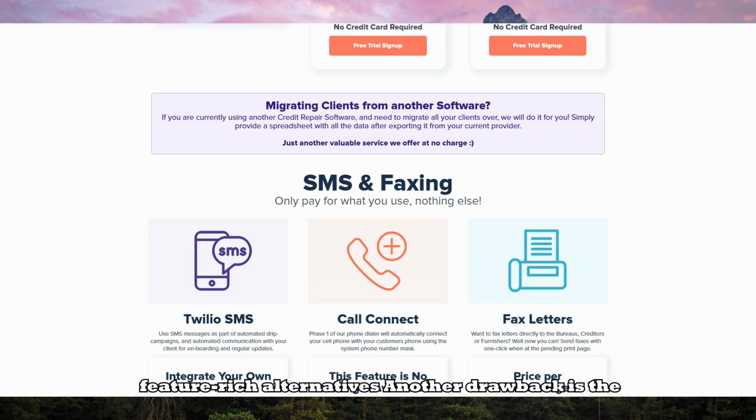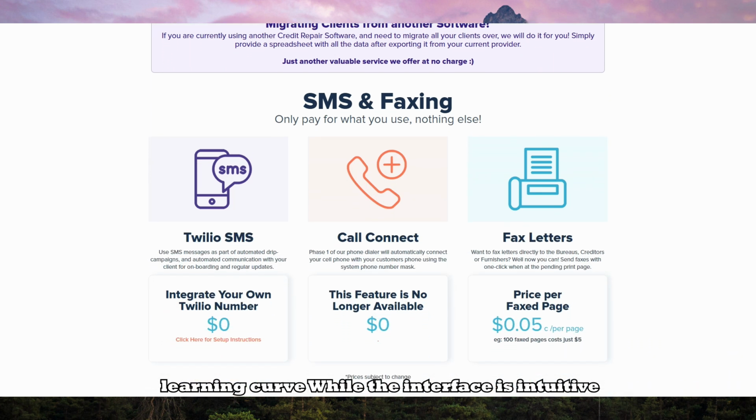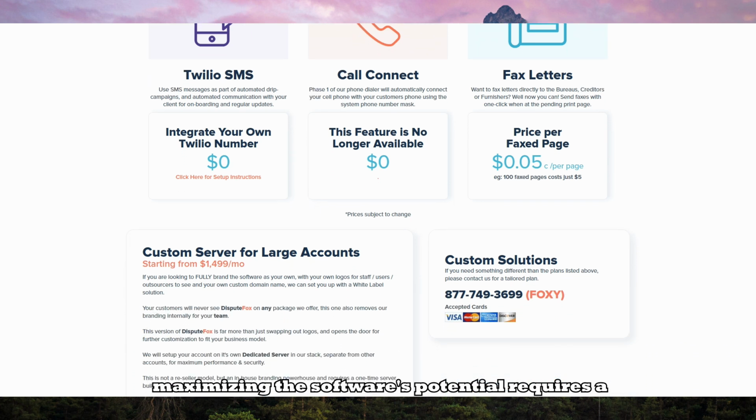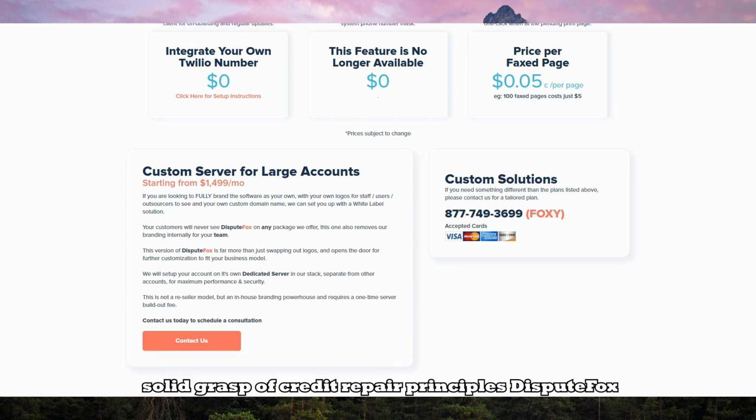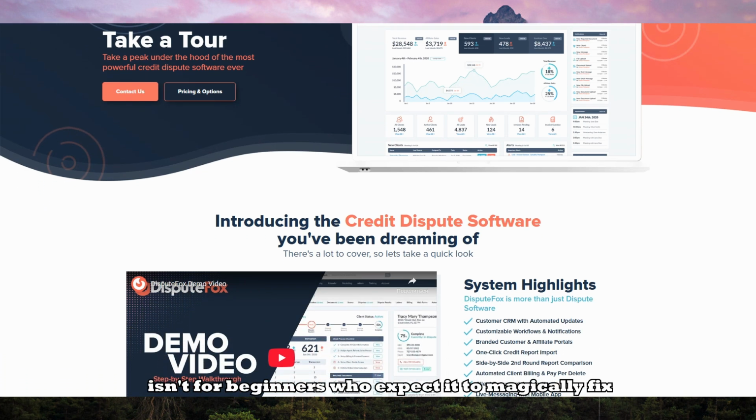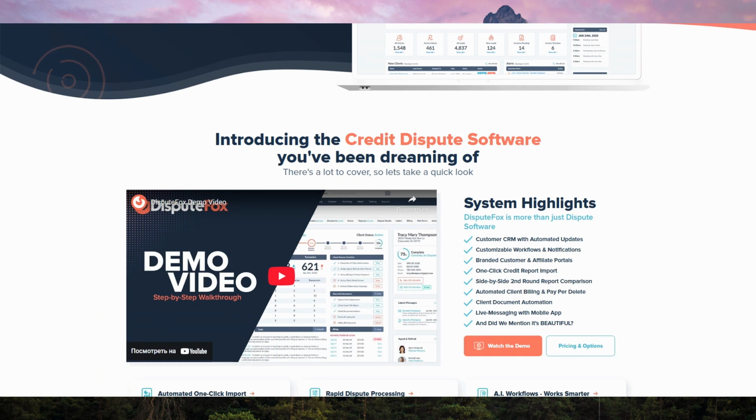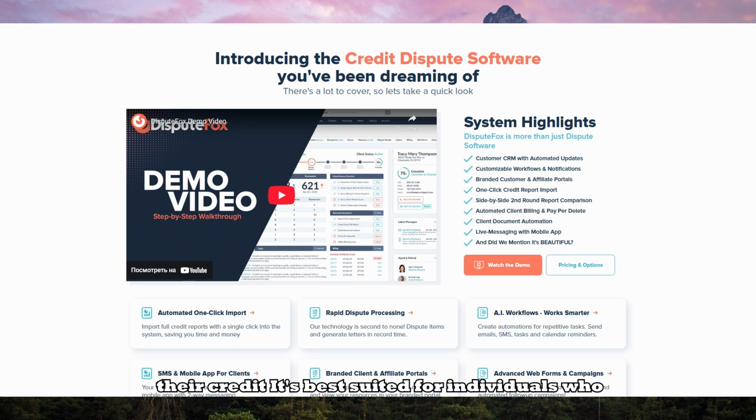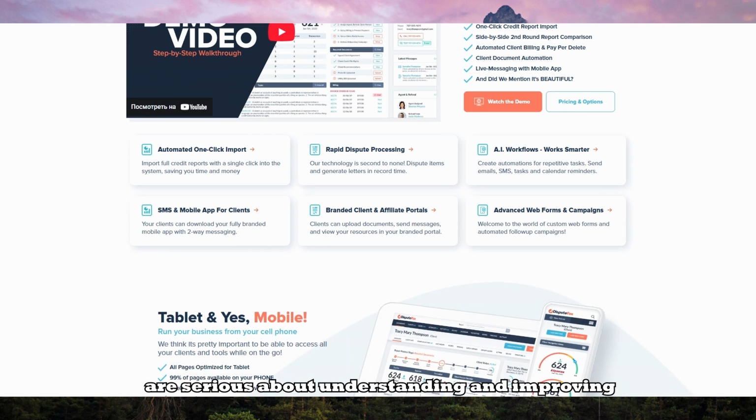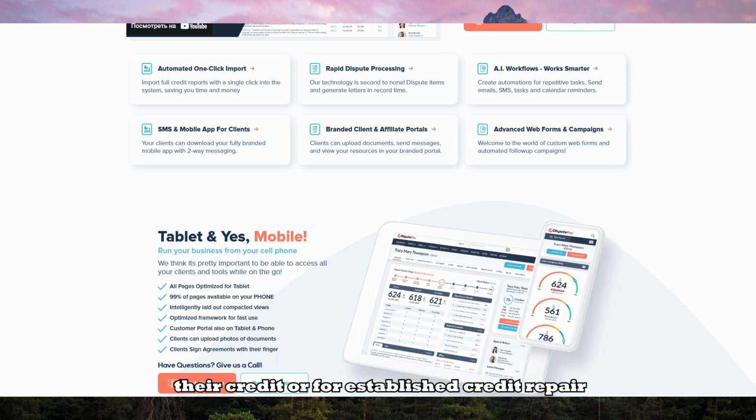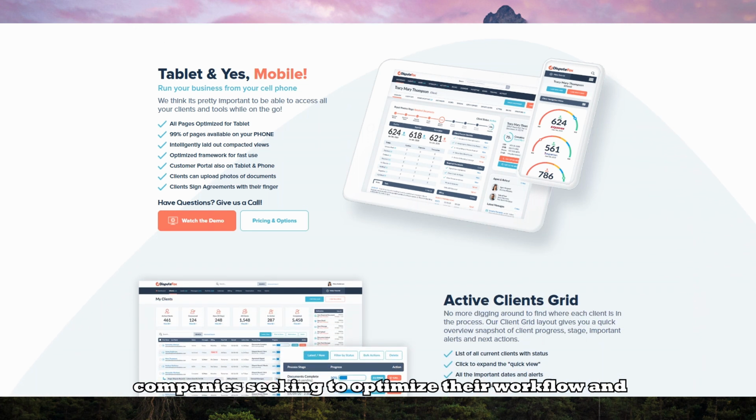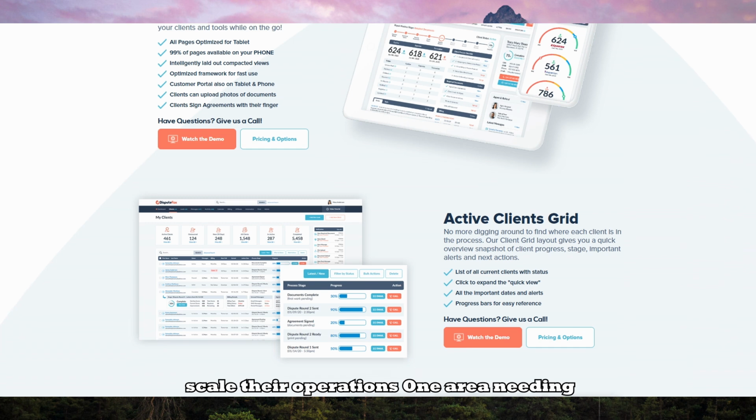Another drawback is the learning curve. While the interface is intuitive, maximizing the software's potential requires a solid grasp of credit repair principles. DisputeFox isn't for beginners who expect it to magically fix their credit. It's best suited for individuals who are serious about understanding and improving their credit, or for established credit repair companies seeking to optimize their workflow and scale their operations.